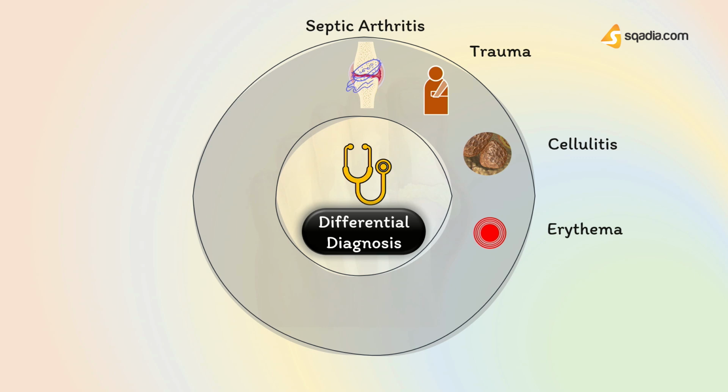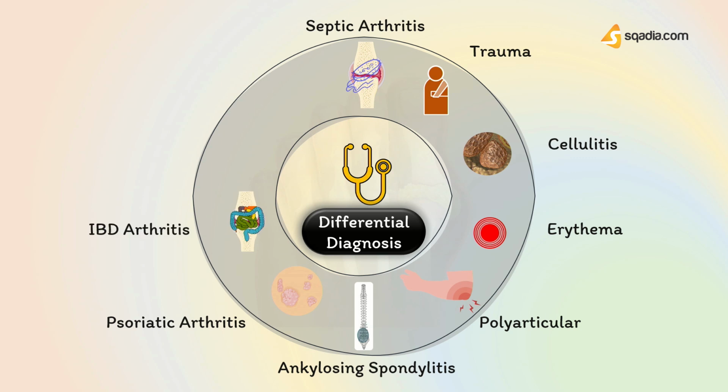The differential of asymmetrical large joint polyarticular gout includes the seronegative arthropathies, which classically include a family of joint disorders that includes ankylosing spondylitis, psoriatic arthritis, IBD-associated arthritis, reactive arthritis, also termed Reiter's syndrome, and undifferentiated SPA. Osteoarthritis is another disorder which can also manifest as a polyarticular condition.